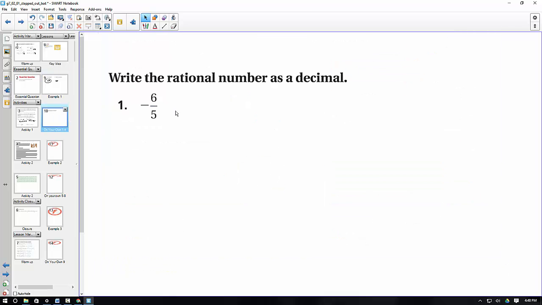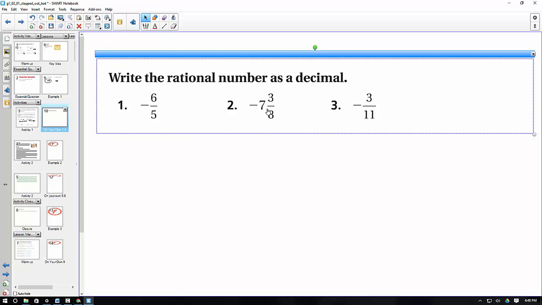Write the rational number as a decimal. So if I look here, I know the number will be, well, 5 goes into 6 one full time at least. So it'll be like -1 point something. So if we look here, I have -1.2, -7.375, -2.7 repeating, and then finally 1.185 repeating.